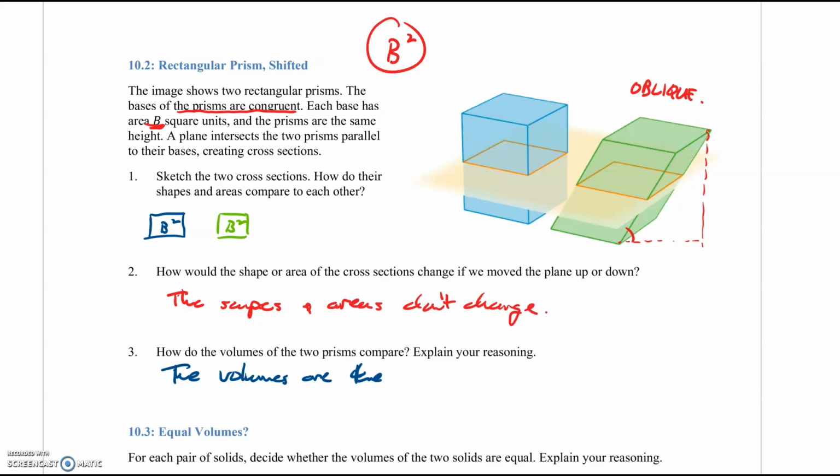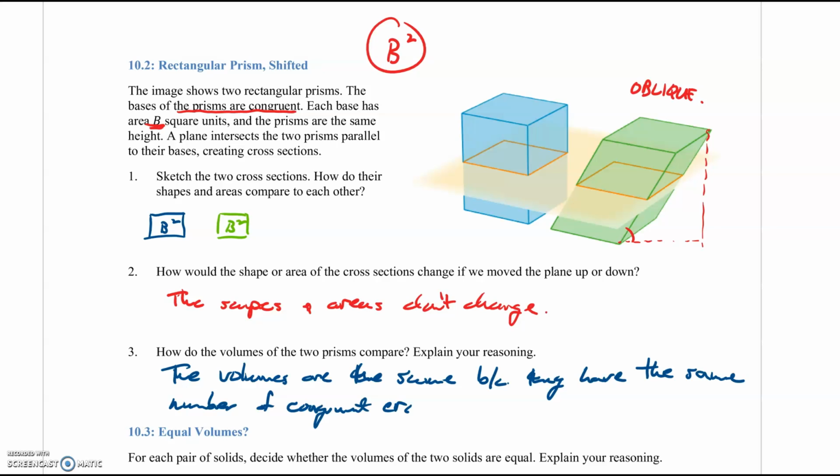So the volumes are the same because they have the same number of congruent cross sections. Okay, so they have the same number of congruent cross sections, therefore our volumes should be congruent.